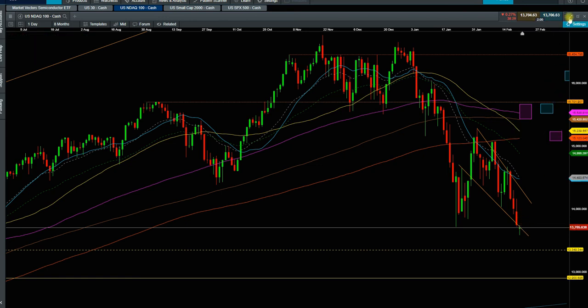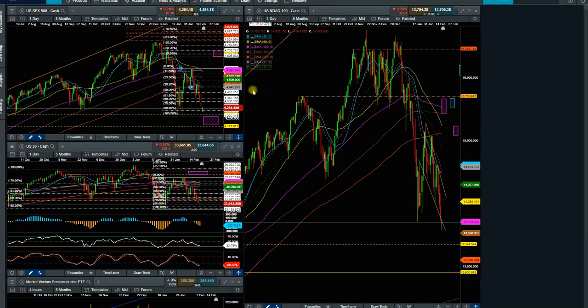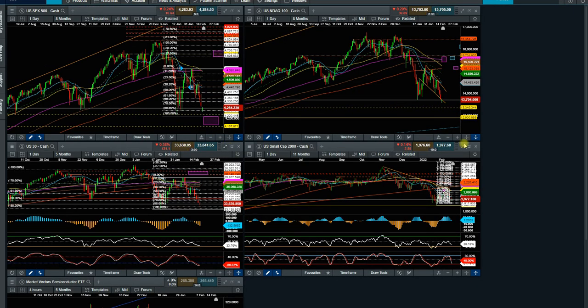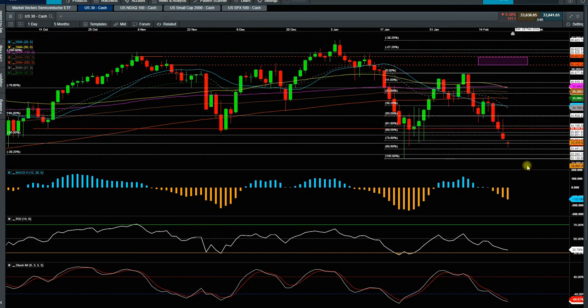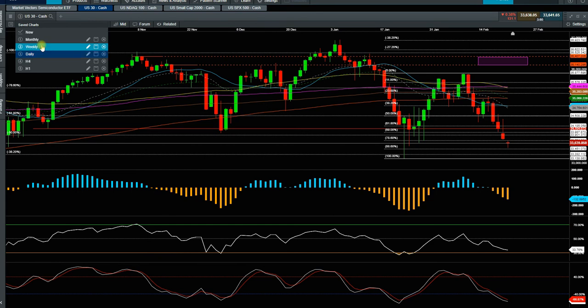Probably after confirmation, we can just trigger buy. All right. So here's the NASDAQ, and let's go to the US 30, which is Dow Jones. Okay, so Dow Jones, we are seeing. Okay, let's start with weekly.